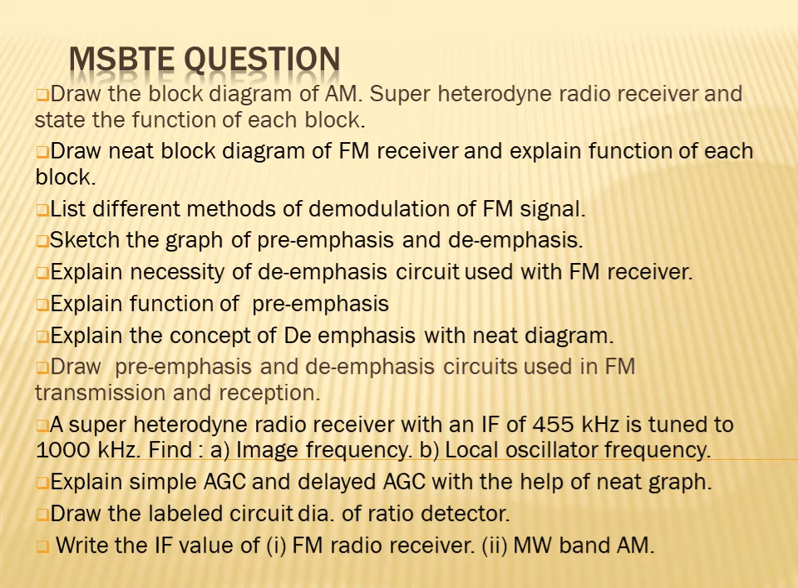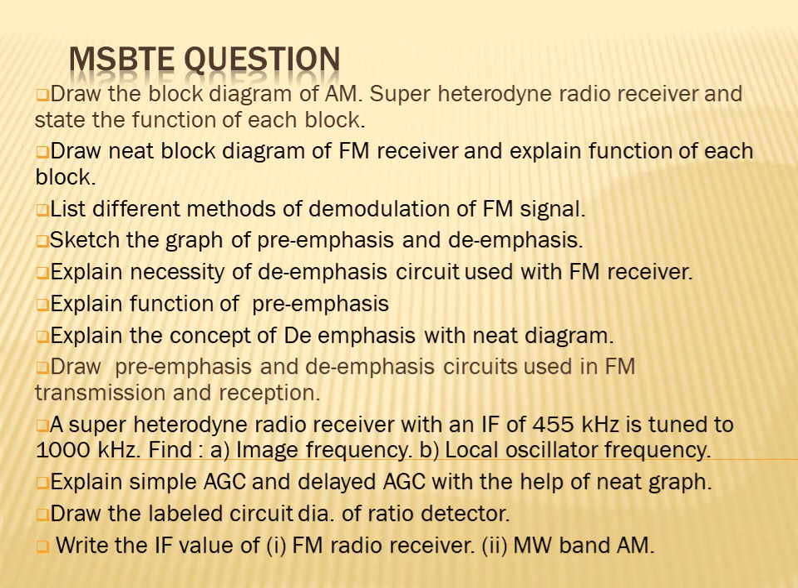Draw pre-emphasis and de-emphasis circuit used for FM transmission and reception. So you have to explain pre-emphasis and de-emphasis with graph. Next one is a problem which we have already discussed. Next one: explain simple AGC and delayed AGC with the help of neat graph. You have to draw the AGC characteristics and explain simple AGC and delayed AGC. Next one: draw the labeled circuit diagram for the ratio detector. You have to draw only the diagram of the ratio detector.